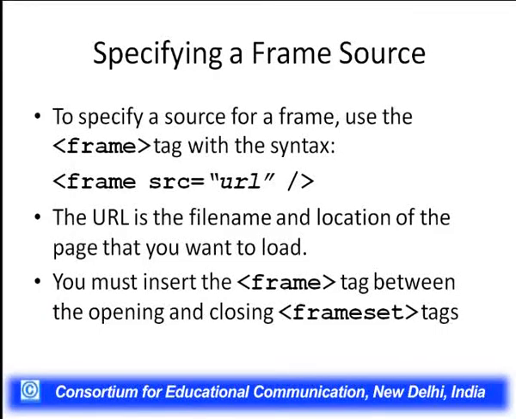So, specifying a frame source. When you are trying to specify a frame source, what do you need? To specify a frame source within the frame set, you use the frame tag. Inside the frame set you will use the frame tag. In the frame tag you give the source of the frame, so you write frame src and you give the URL. The URL is the file name and location of the page that you want to load on this particular frame. You must insert the frame tag between the opening and the closing frame set tag.